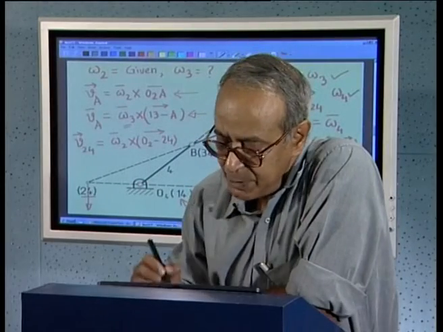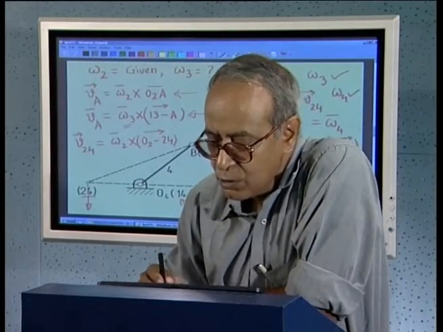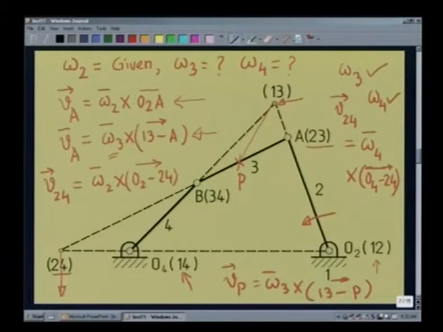For example, in this particular problem with omega 2 counterclockwise, the velocity of the point A is in this direction, perpendicular to O2A, and link 3 is rotating about this point. So, omega 3 comes out as clockwise from these two equations. Omega 3 turns out as clockwise. So, velocity of P will be in this direction, perpendicular to 1 3 P, this vector, and in the clockwise direction.